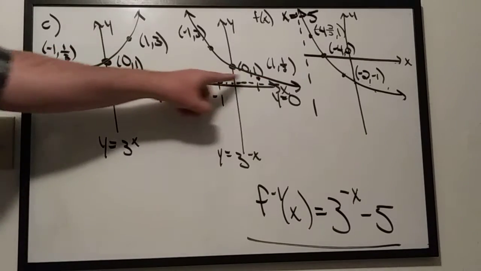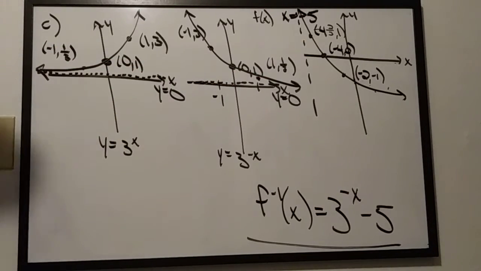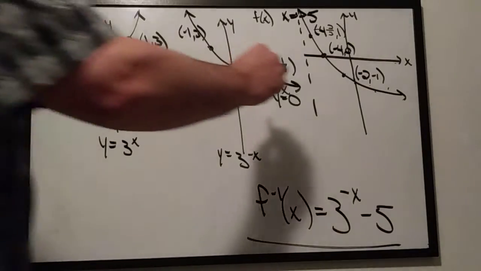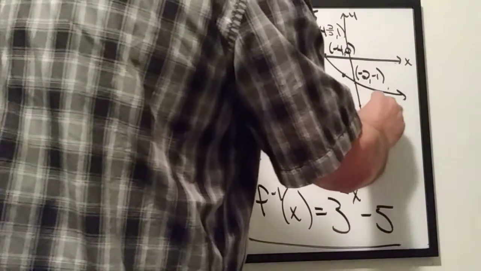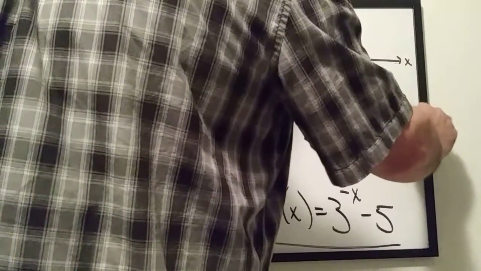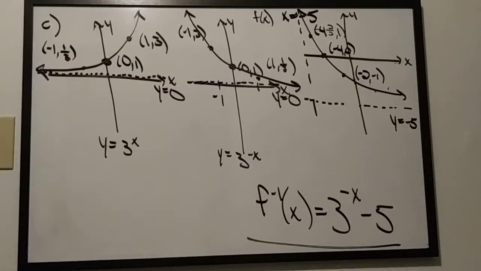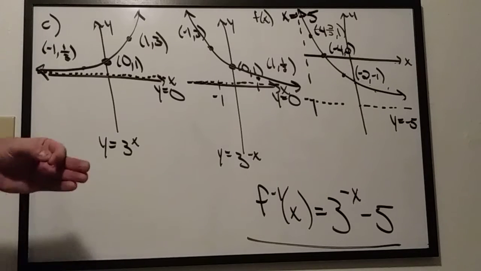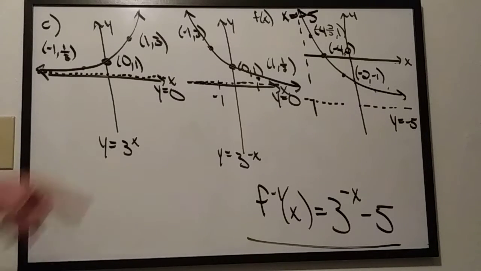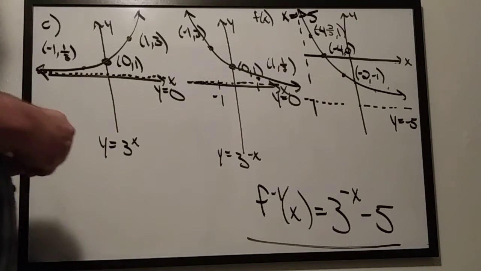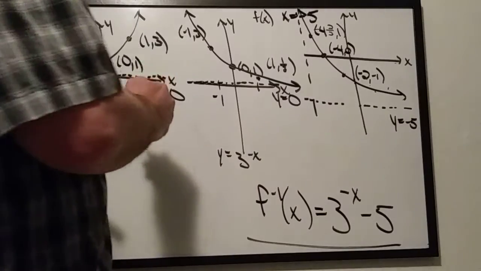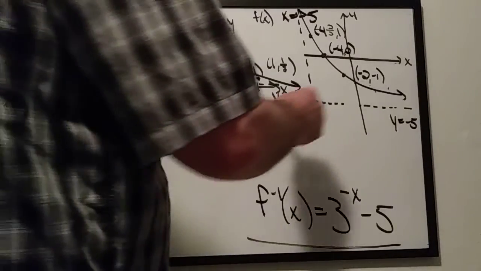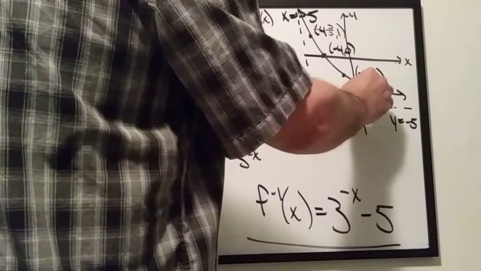I will always start with my asymptote. So y equals 0, if I shift that down 5 units, I'm now going to have my horizontal asymptote of y equals -5. Now let's go ahead and take some of these other points and see what happens with them. So if I take (-1, 3) and shift it down 5 units, you're going to notice that I'm going to subtract 5 from that 3. 3 minus 5 is -2. So we're going to have then the point (-1, -2). Well, (-1, -2) is going to be right there.